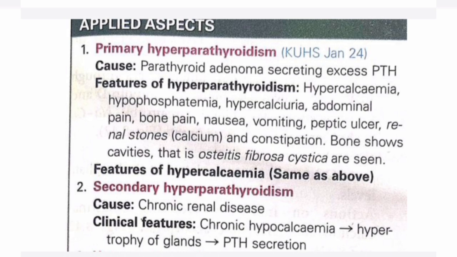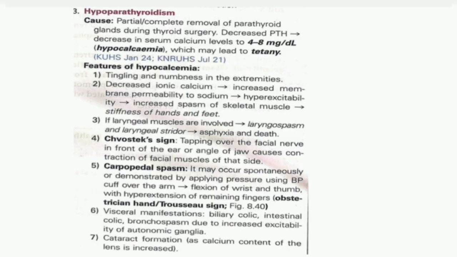The clinical features include chronic hypocalcemia leading to hypertrophy of the gland that secretes excess amounts of parathyroid hormone. Hypoparathyroidism is due to partial or complete removal of the parathyroid gland during surgeries, and it shows features like tingling and numbness in the extremities. When the calcium concentration is less, it causes increased membrane permeability to sodium. Hyperexcitability is seen in the patients. And when there is laryngospasm, stridor, it causes asphyxia and finally death.